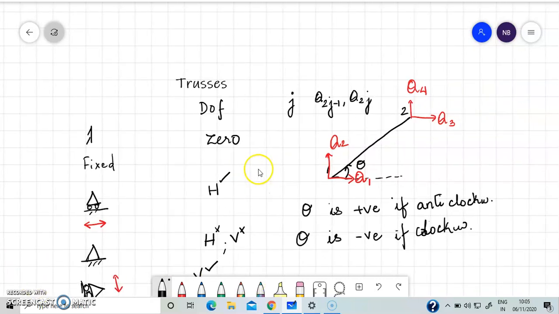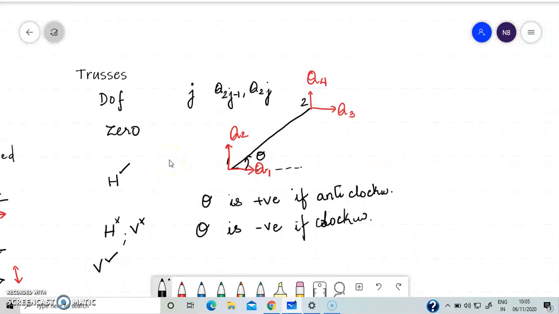An example of negative theta would be, so we have a global axis x, y, and we have a bar element which is in this direction. So as we see here, we are measuring this angle theta in the clockwise direction. So in this case, theta will be negative.